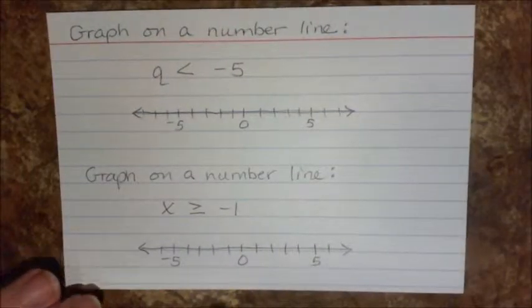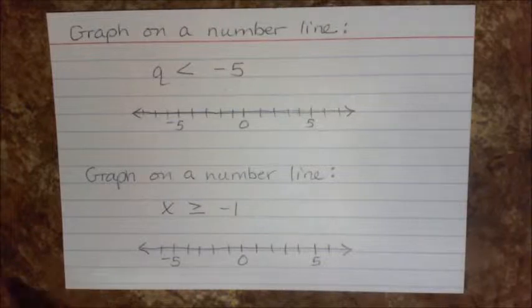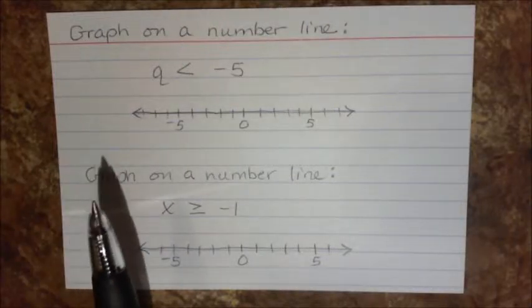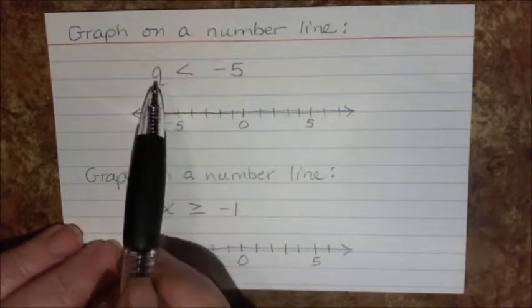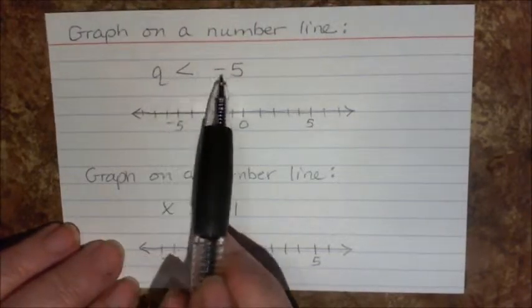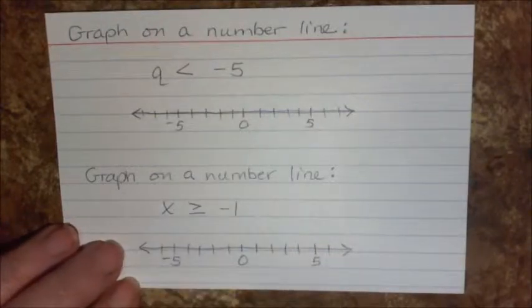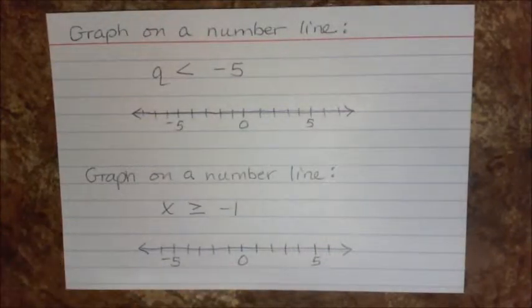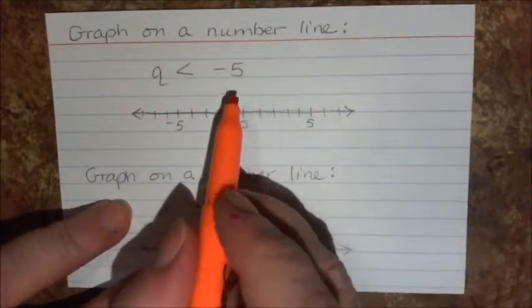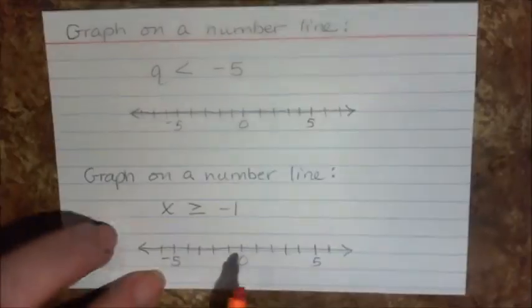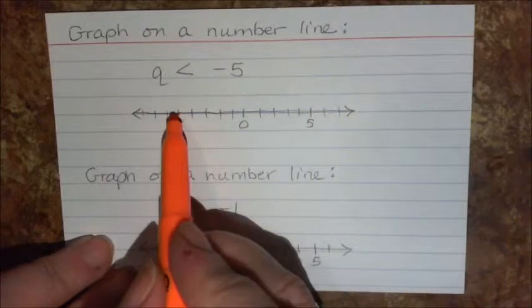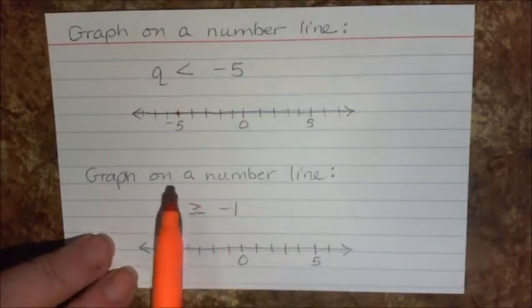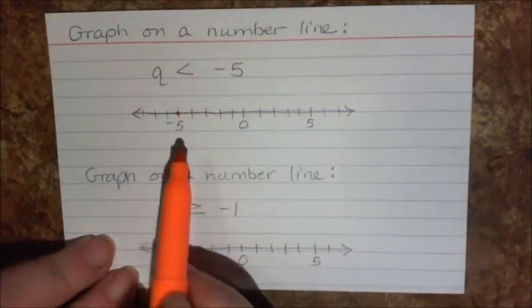The next few questions begin section 10.7, which is about solving and graphing inequalities. So here we have an inequality: q is less than -5. Our job, the directions say, is to graph this on a number line. So our first job is to find the number -5, and then to shade the part of the number line that makes it true.